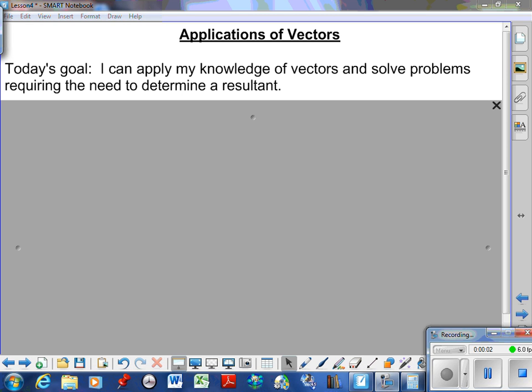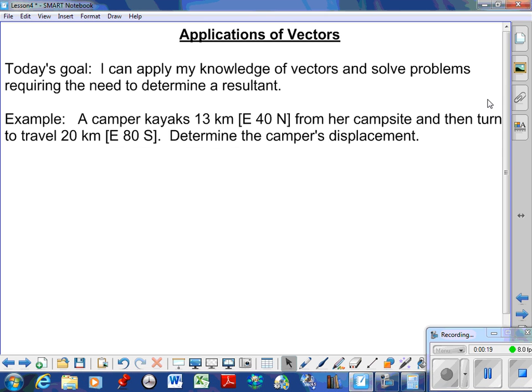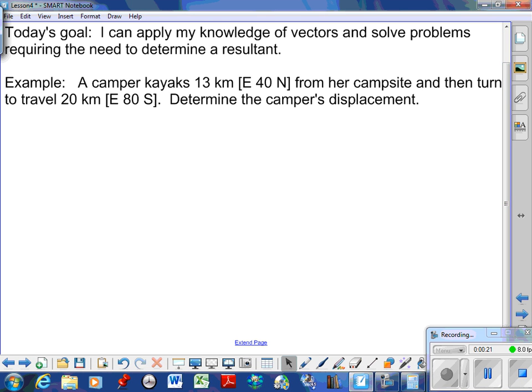Okay, lesson 4 deals with application of vectors. So now I want to take the vectors that you were working with, the skills, and show you some of the applications that can arise. The goal is I can take my knowledge of vectors and solve problems requiring the need to determine a resultant. Okay? So 4 examples I'm going to go through. Third example, if you're comfortable with it, you can skip the third example, but the fourth one's fairly important, so don't get too far ahead.